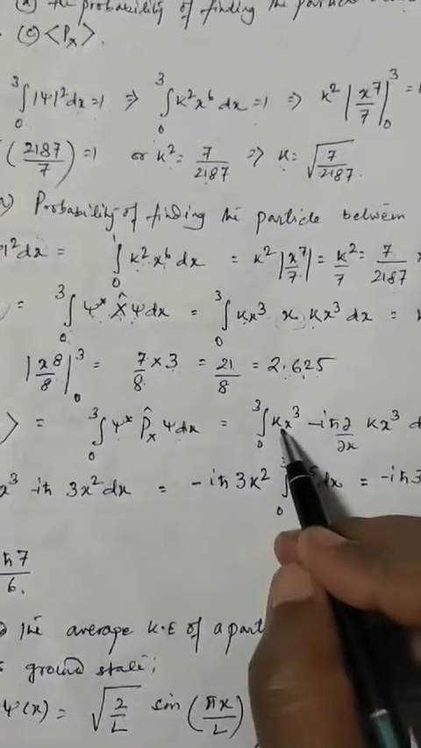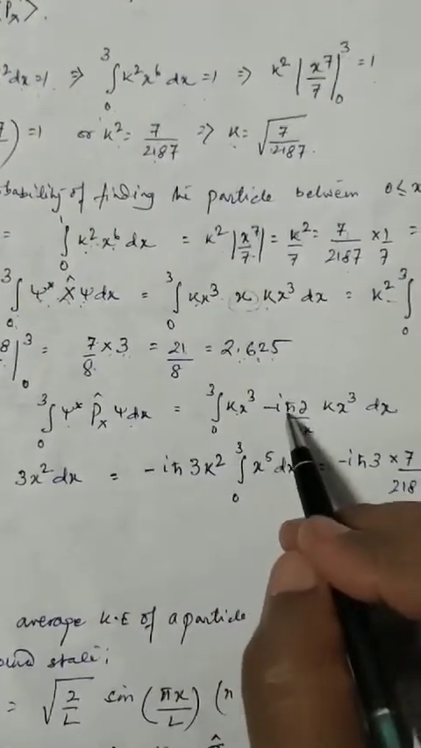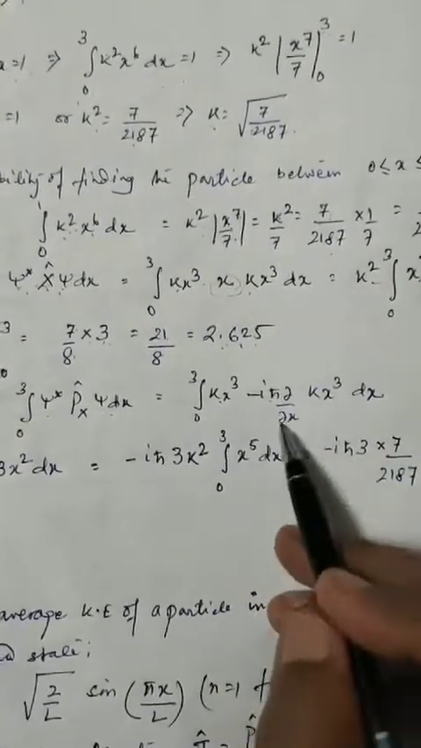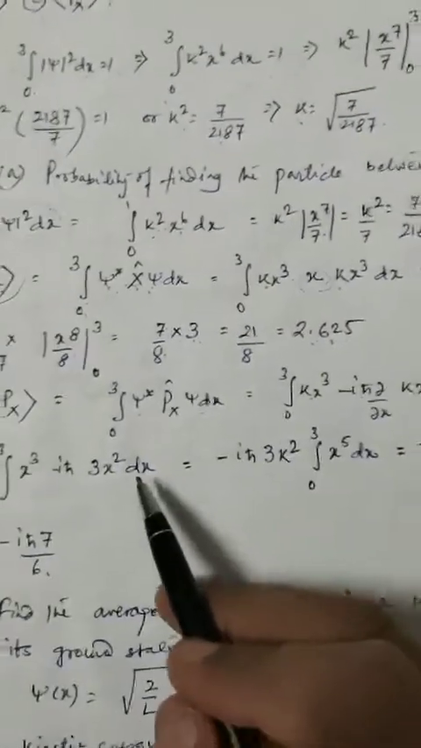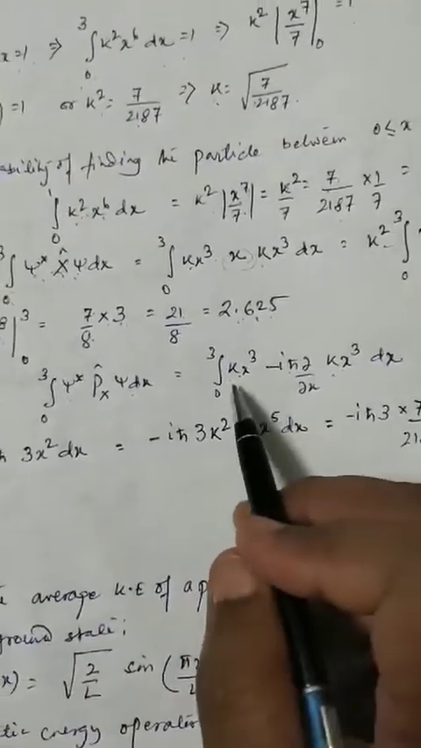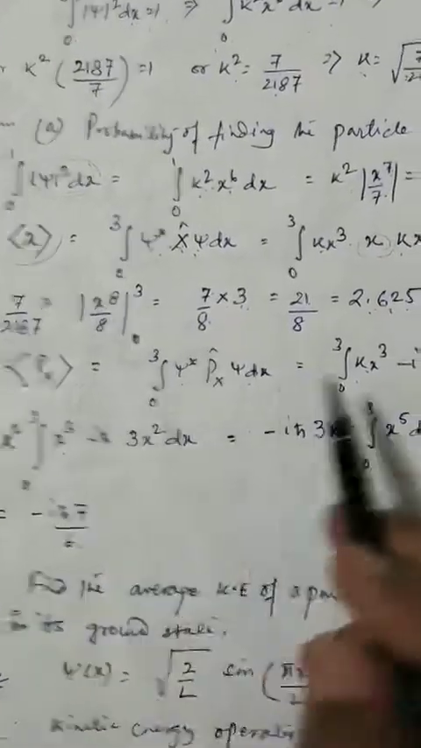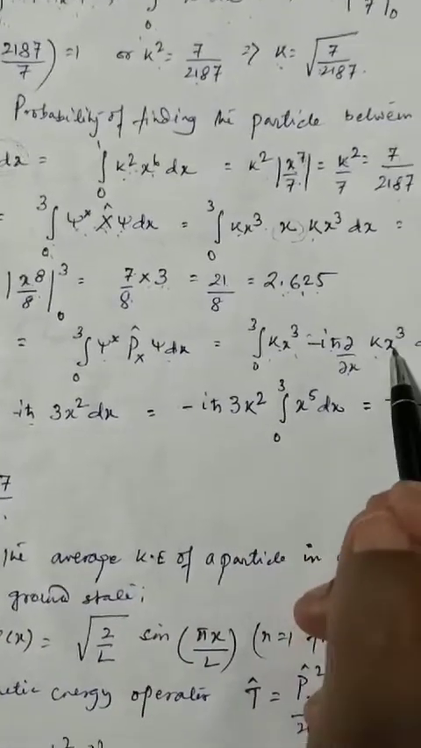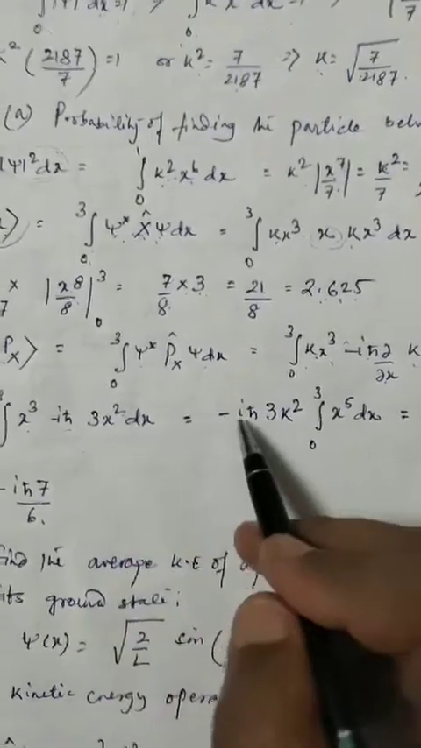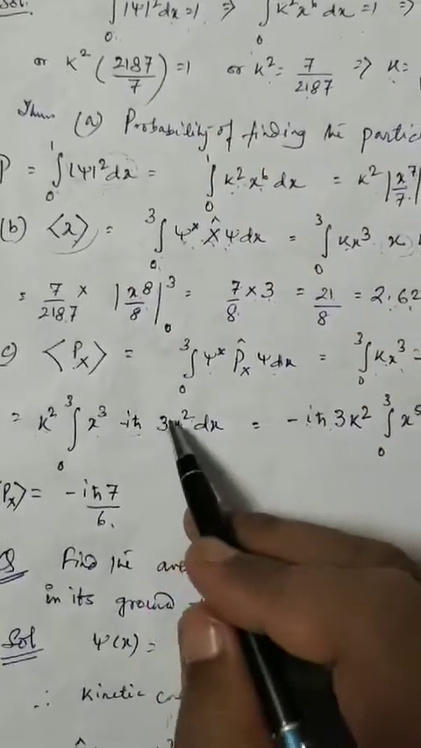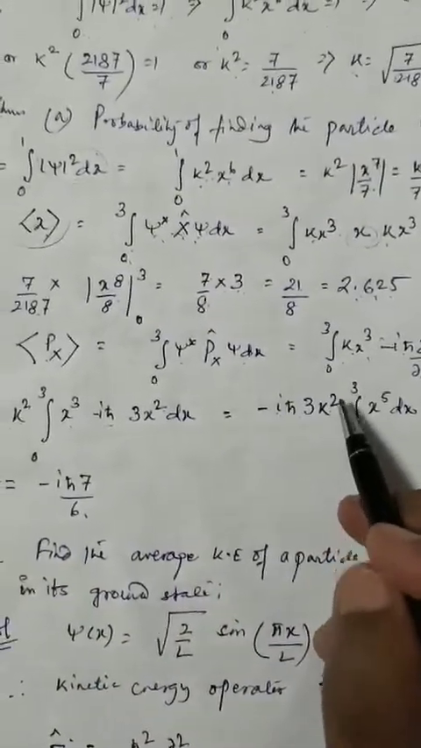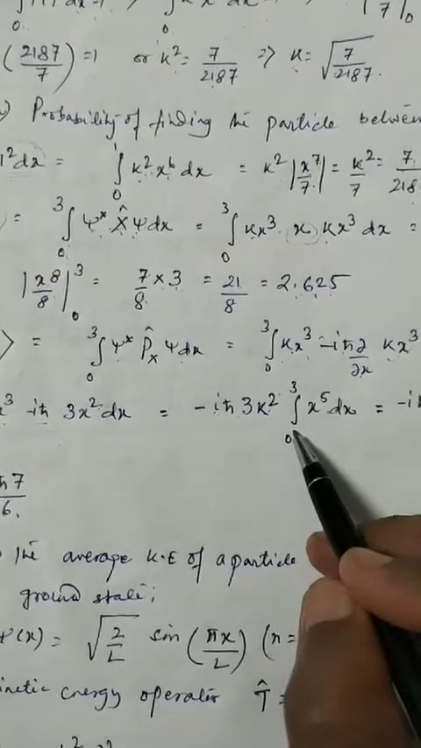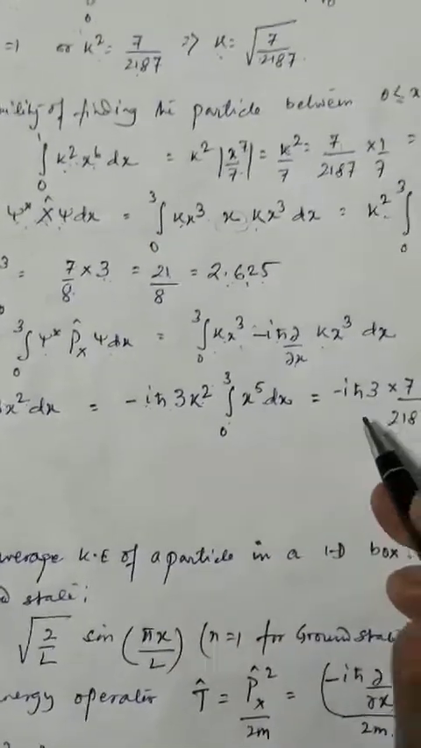So psi star is again kx cube, since it's a real quantity. The momentum along x operator is minus i h cross del by del x, acting on kx cube. So you operate this on this first and then you multiply. That was the rule. So k square can be taken out since it is a constant. x cube is here, minus i h cross can also be taken out. Del x of kx cube will give me 3x square. So minus i h cross, 3 is a constant, 3k square. These constants are out, and you have x to the power of 5, and the limit is 0 to 3 since the particle is between 0 and 3.